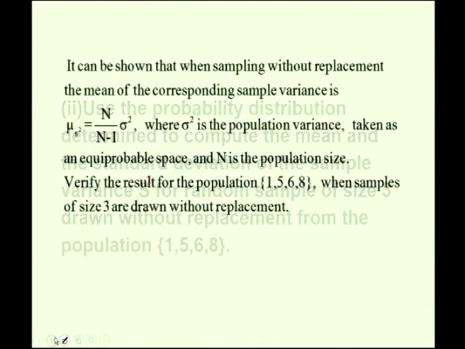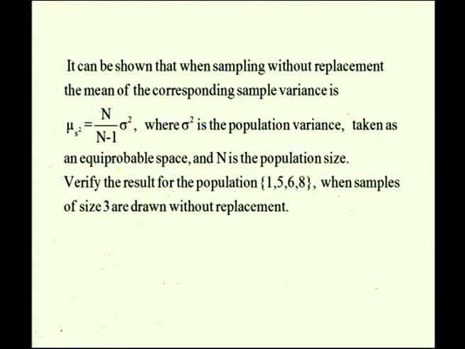1, 5, 6, 8. Then it is shown that when sampling without replacement, the mean of the corresponding sample variance is n sigma square by n minus 1, where sigma square is the population variance taken from an equiprobable space and n is the population size. Verify the result for the population 1, 5, 6, 8, the same thing when samples of size 3 are drawn without replacement. This is actually subdivision 3 we have to verify. Work out this problem. Solution.